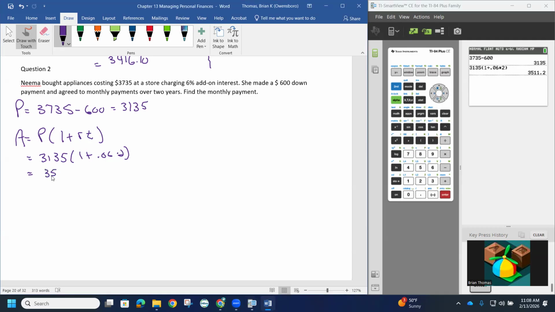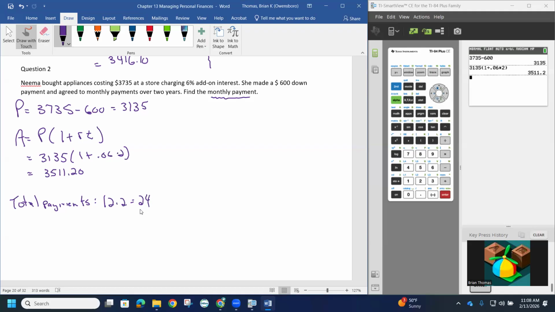So $3,511.20 is what she's got to pay back. Now the catch is we need to find the monthly payment, how much she has to pay back each month. So really we have to figure out how many monthly payments she has. We need to figure out how many total payments she's got to make. Since she's doing it monthly, we know there are 12 payments per year, and since there are 2 years, the total payments is going to be 12 times 2. So it's going to be 24 payments, if you will.